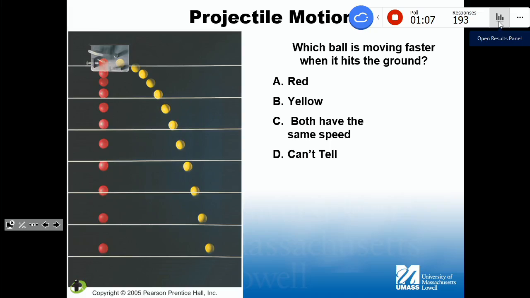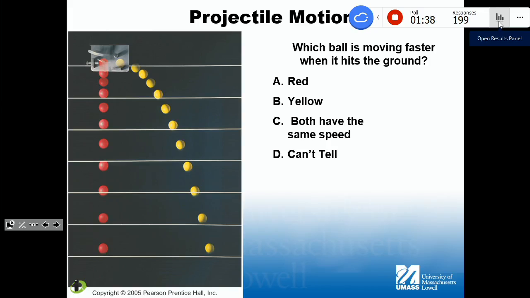That's the magnitude of its speed, how fast it's moving. The yellow ball, when it lands, has two velocity components. It has a vertical velocity component, which is the same as the red one's. In the y-axis, they're moving at the same speed when they hit. But the yellow one is also moving in the x-axis. So it has an x component of velocity and a y component of velocity, which you have to add together to get the magnitude.